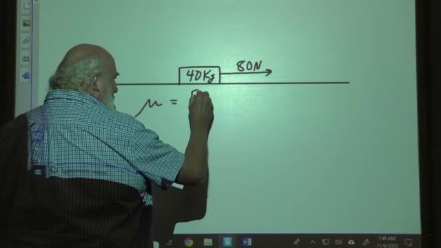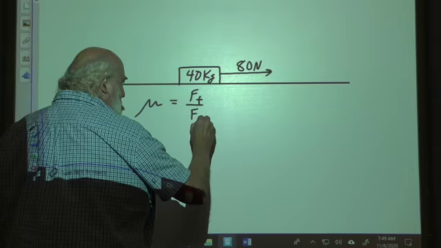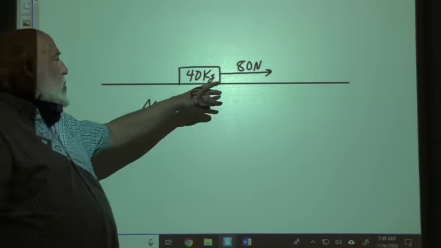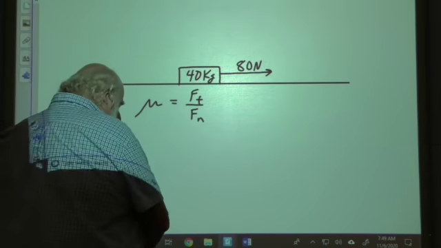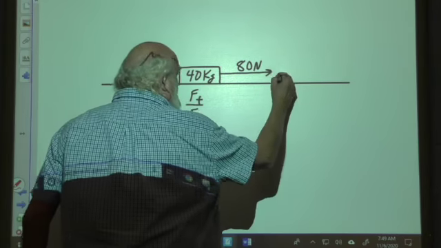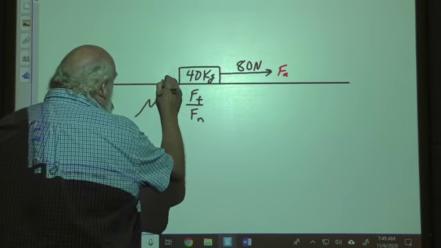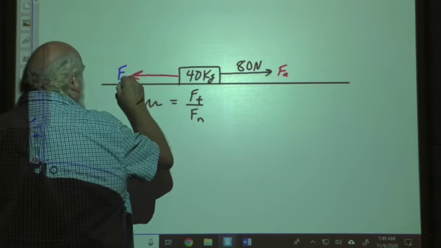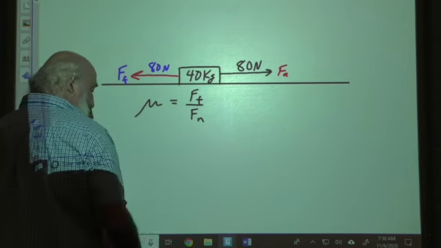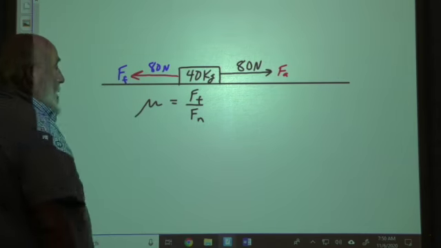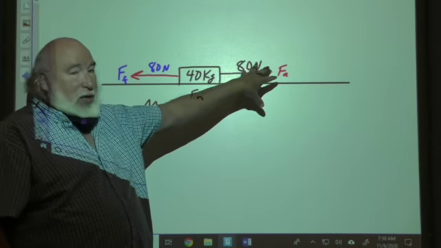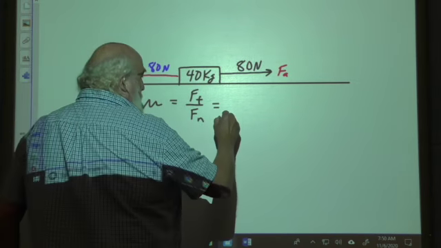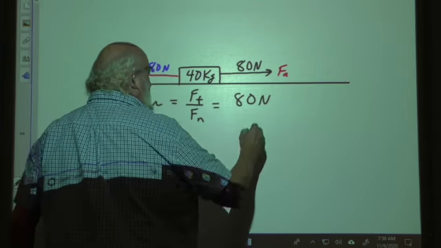So, this is defined as F of F over F of N. And so the force of friction is equal to the force to get it to move. So while this is actually the applied force, the frictional force is going in the opposite direction, but equal to it. Okay? So this is what we're entertaining as the frictional force. So we put 80 newtons on top.